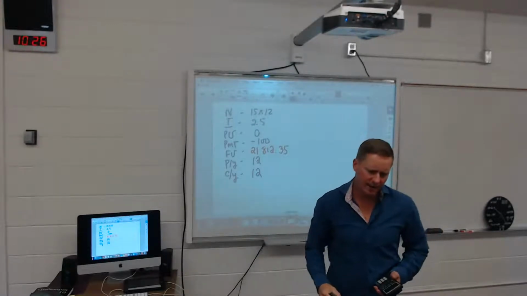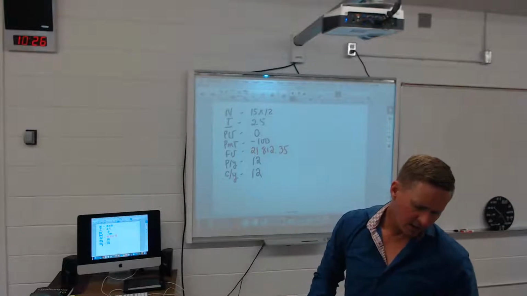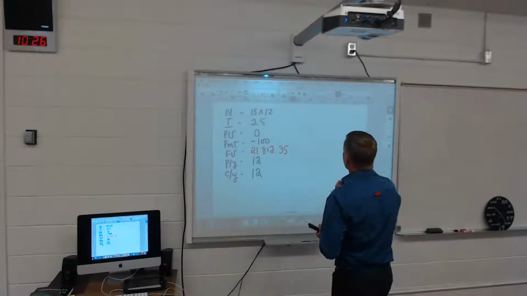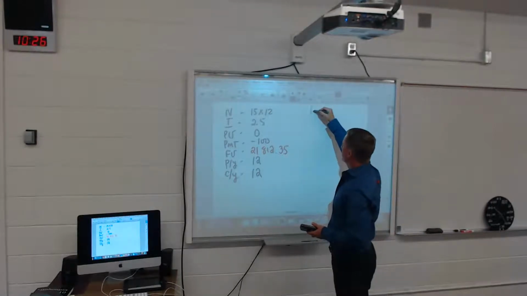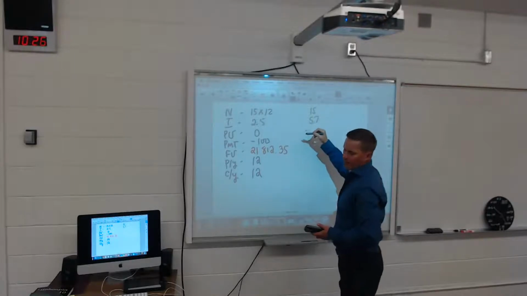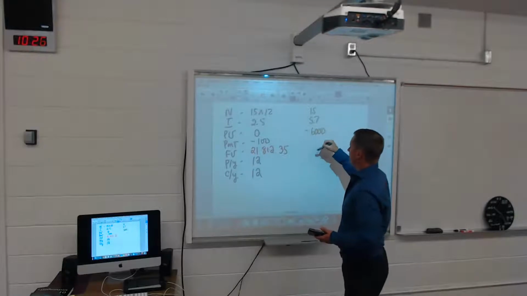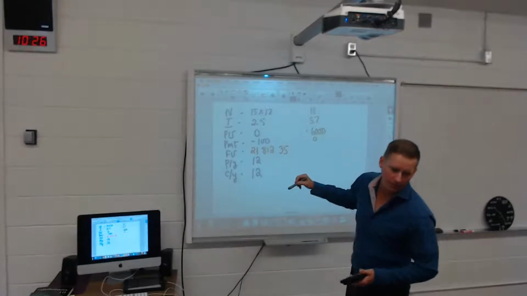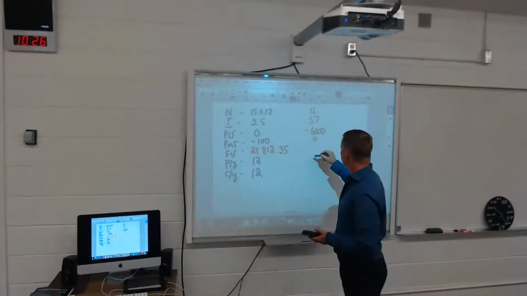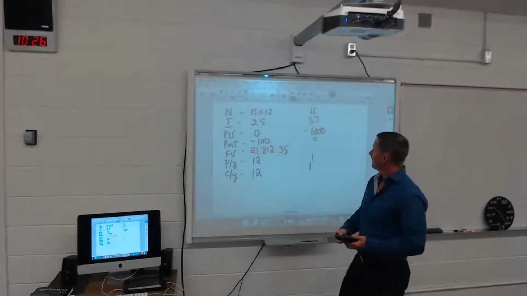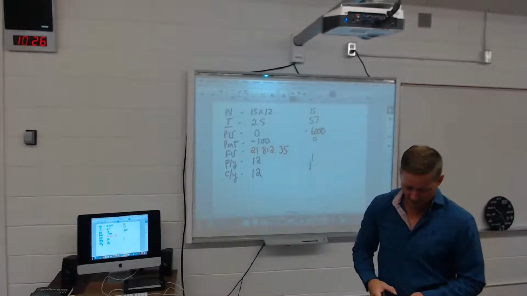All right, the next investment was a $6,000 investment, averaging 5.7% interest compounded annually. So an annual investment, so that's 15 years, 5.7% interest. How much was it? 6,000. No payments. Looking for that future value, and compounded yearly. So 1 and 1, correct? Okay. So put that into your calculator.